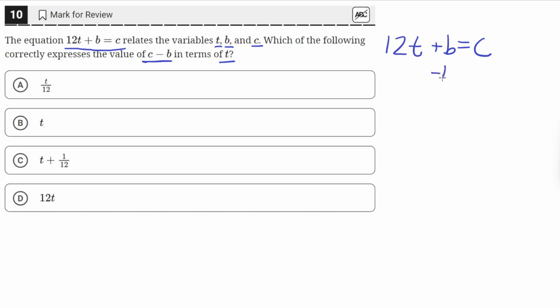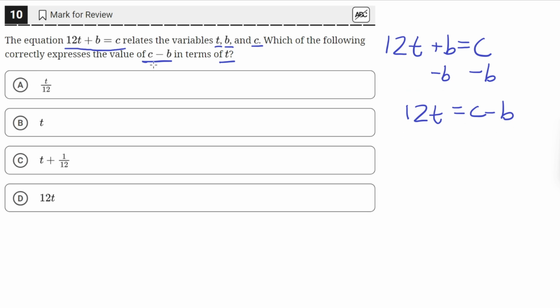So we can do that by subtracting b from both sides. So on the left-hand side, the b minus b will cancel out and we'll just be left with 12t. And on the right side, we'll have c minus b. So that means that c minus b is equal to 12t.